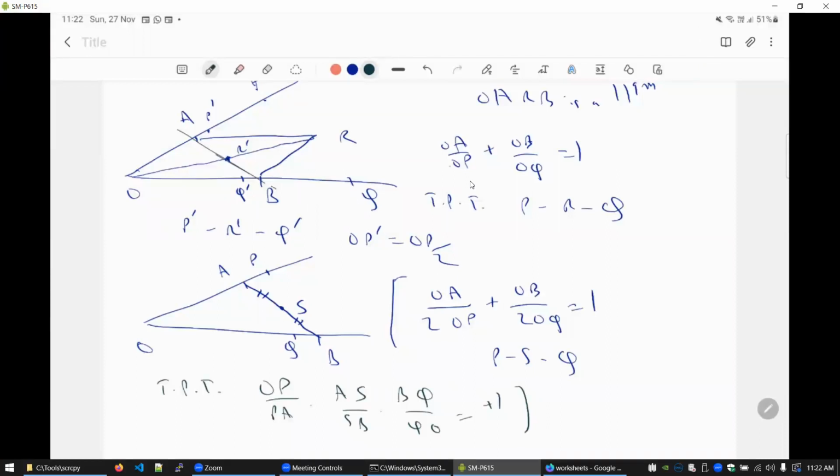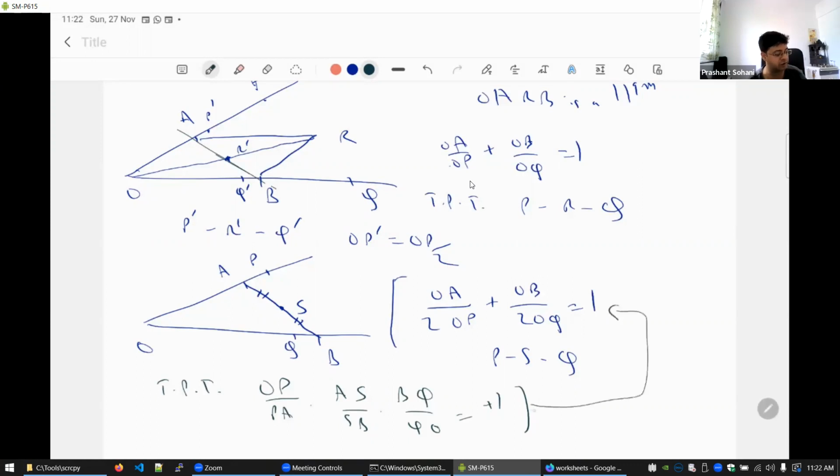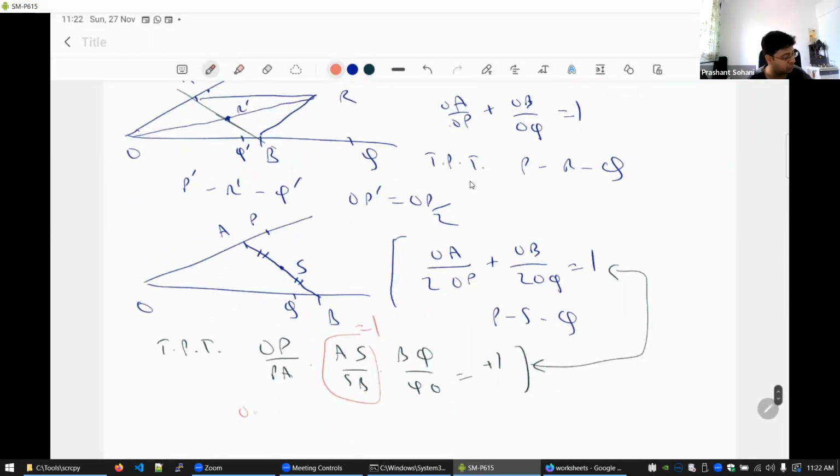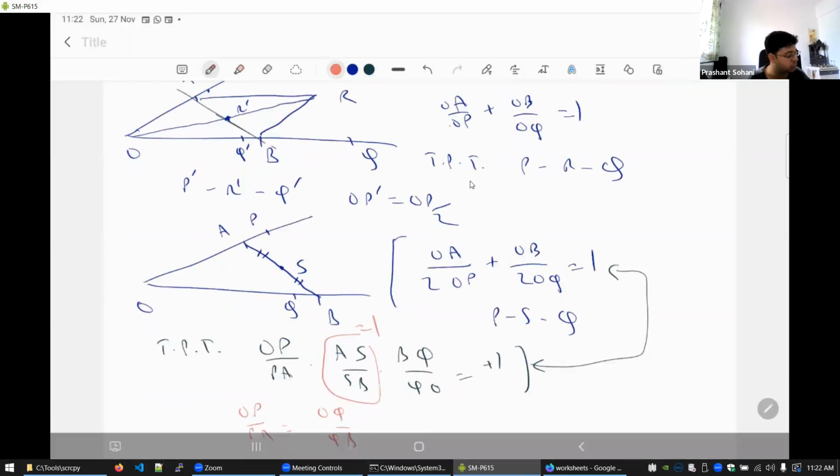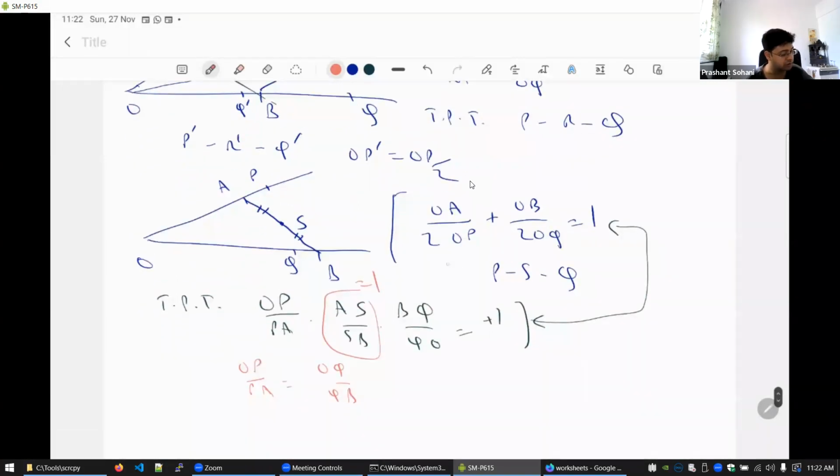Yes, sir. So all that we can hope is that this condition and the given information are equivalent. And I will now not check that, but I think they should turn out to be equivalent. It will be very disappointing if they are not. And out of that, AS upon SB is simply 1 because S is the midpoint, right? So this is 1. So if OP upon PA is equal to OQ upon QP, if we can prove this from this information, then we are done.